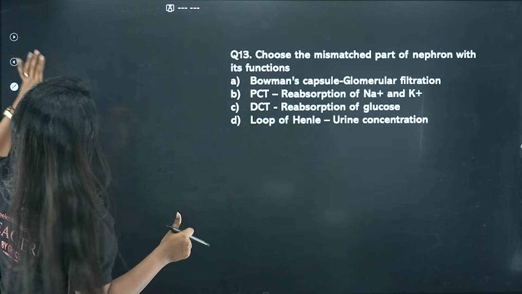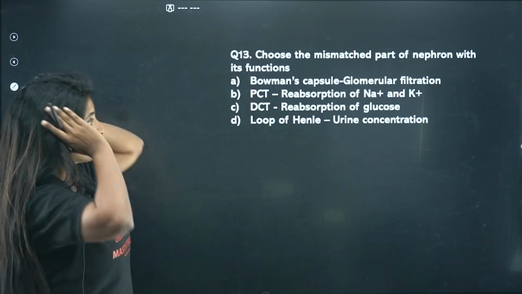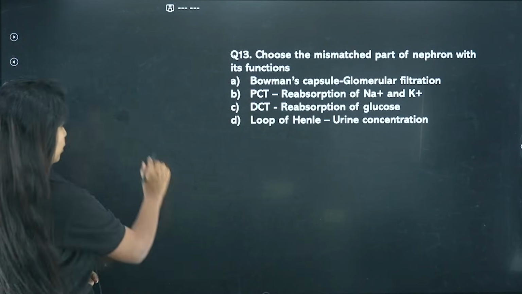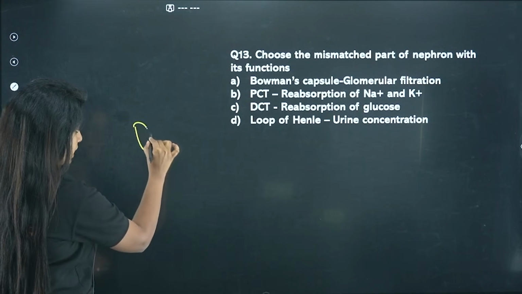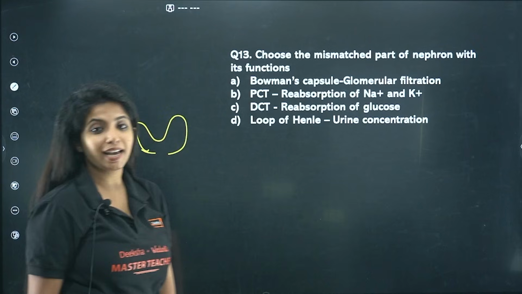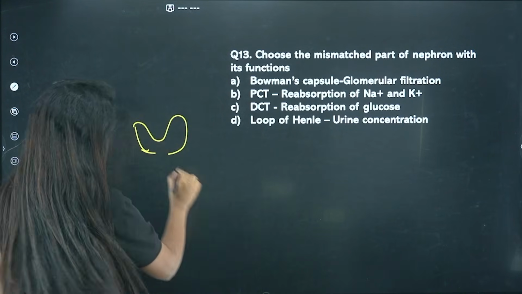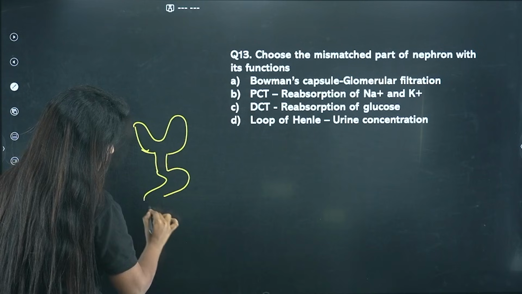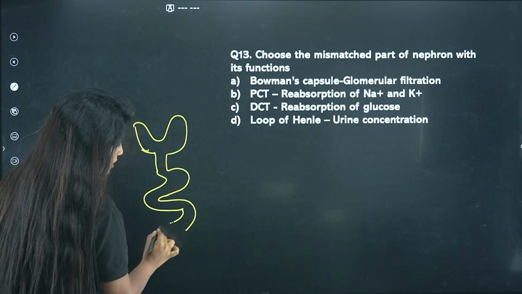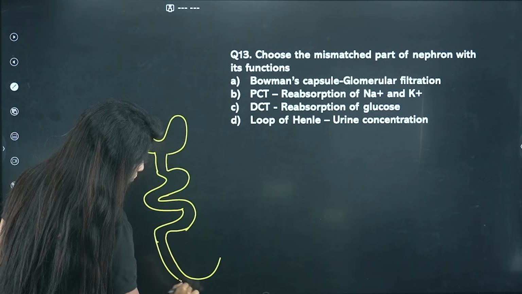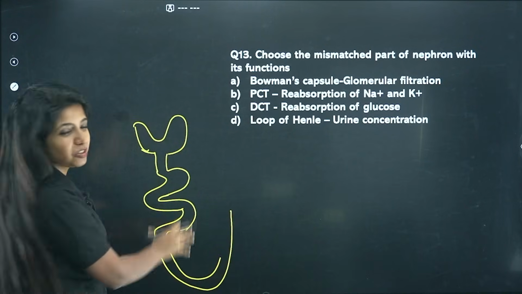Done. Now, 13th question. Choose the mismatched pair of nephron with its function. So first of all, do you know the structure of nephron? It looks like this. You have a capsule which is like a bowl-shaped thing. You call this Bowman's capsule. Then you have a twisted tubule. You call this proximal convoluted tubule. Then this proximal convoluted tubule is going to make a structure like this, not this small, okay?